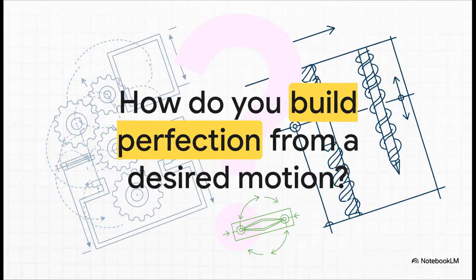Think about it. If you're an engineer, you usually look at a machine and you try to figure out how it moves. But what if we could just flip that entire process on its head? What if, instead of analyzing what's already there, we could work backward from a perfect, desired motion to create the perfect machine right from scratch?